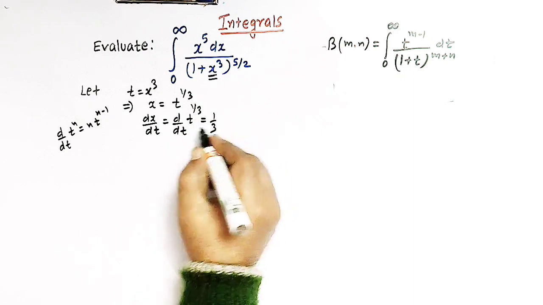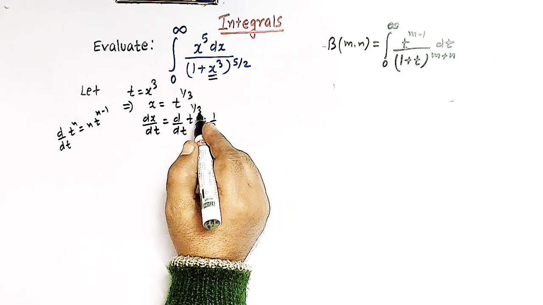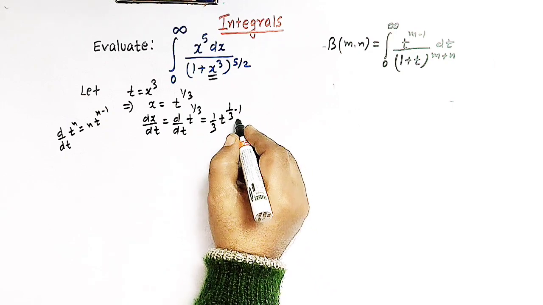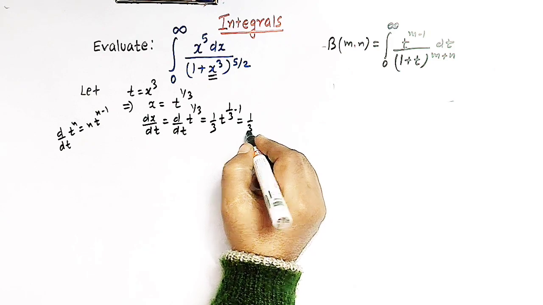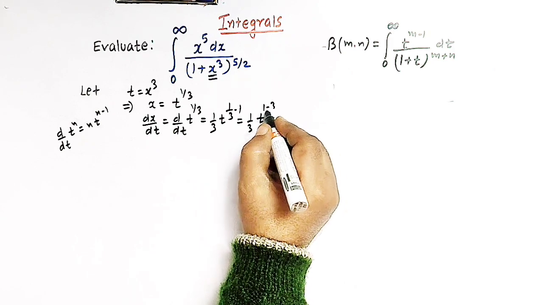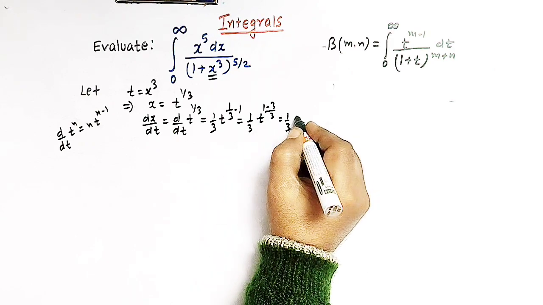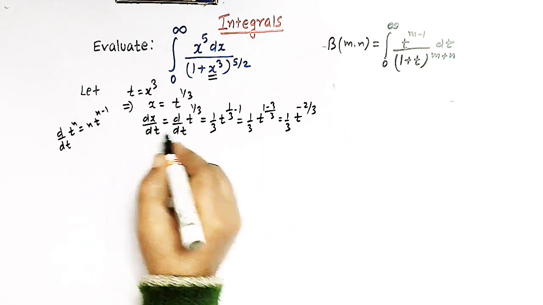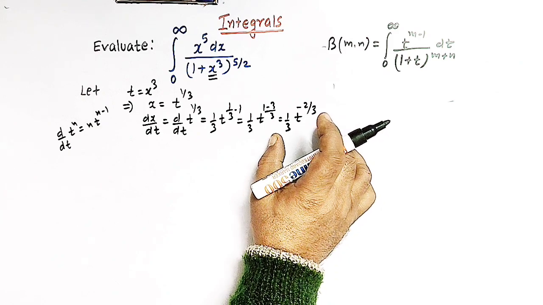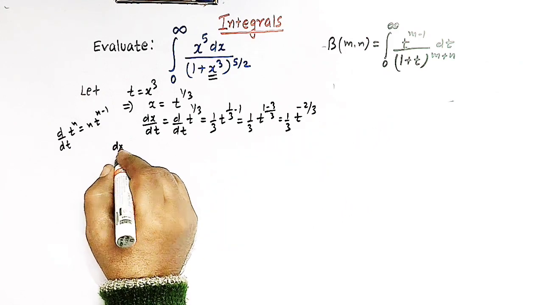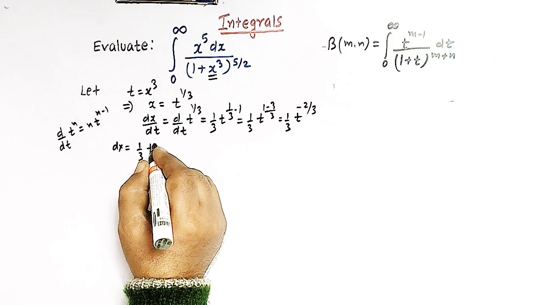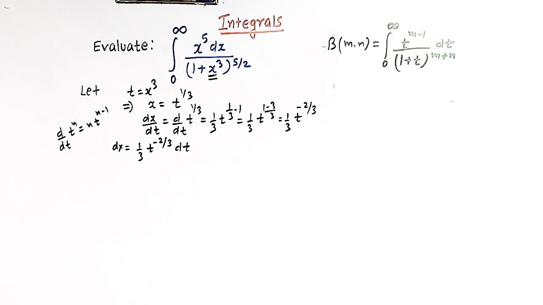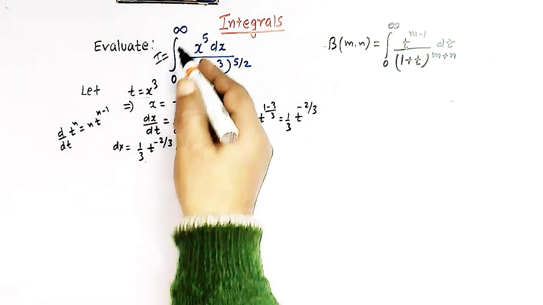So we have the derivative of t raised to 1 over 3 with respect to t as 1 over 3 t raised to 1 over 3 minus 1. So this is 1 over 3 t raised to 1 minus 3 over 3, that is 1 over 3 t raised to minus 2 over 3. So now dx over dt is equal to this expression. So now we can write dx is equal to 1 over 3 t raised to minus 2 over 3 dt. So now let us change the limits accordingly.